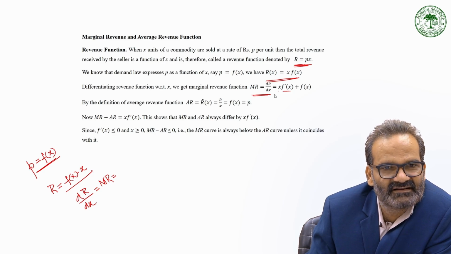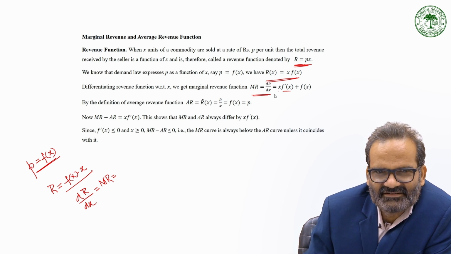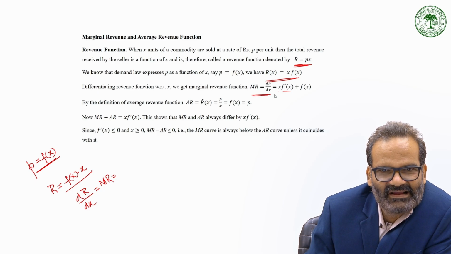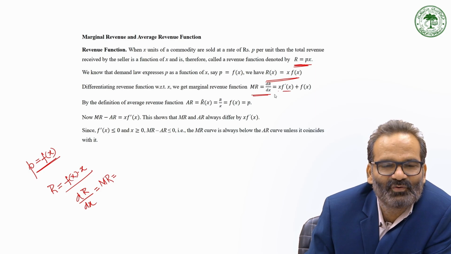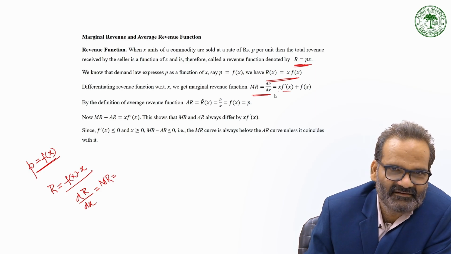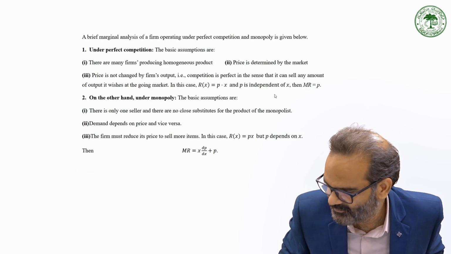f'(x) is the derivative of f(x). Look at the last line. If f'(x) is negative, less than or equal to 0, whenever x is positive, then MR minus AR will also be negative. That is, the marginal revenue curve is always below the average revenue curve unless it coincides with it, right? Now let us take some examples.